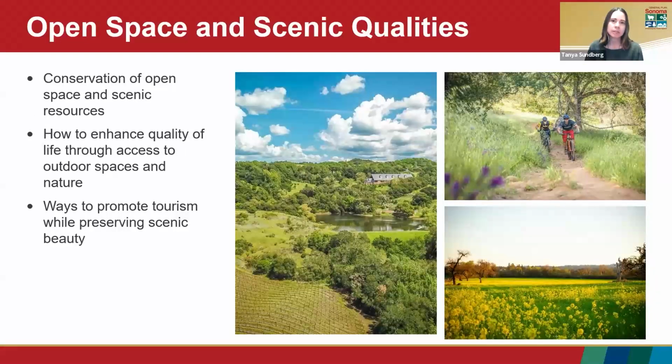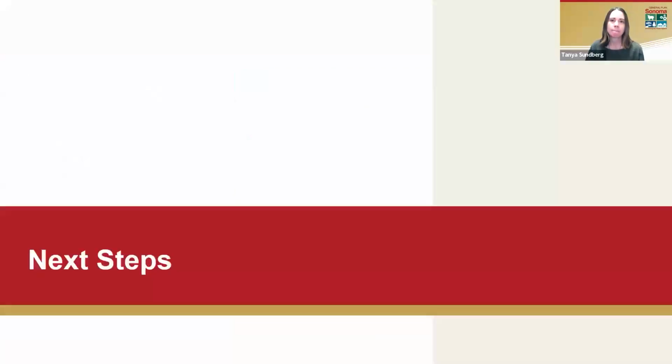And then this last topic is focused on open space and scenic areas. So we're asking about how the county should conserve these areas and ensure people can access recreation, outdoor spaces, and nature. Plus, we're asking about ways to promote tourism while preserving scenic beauty.